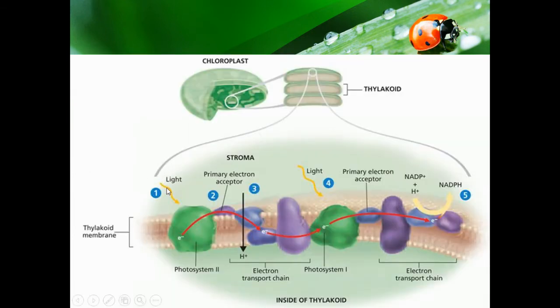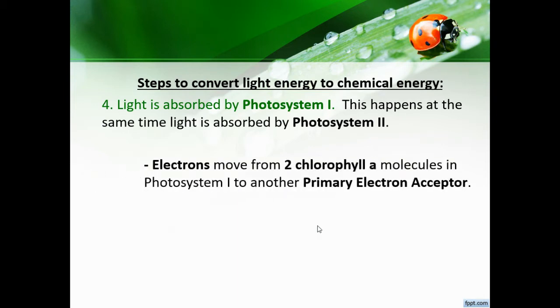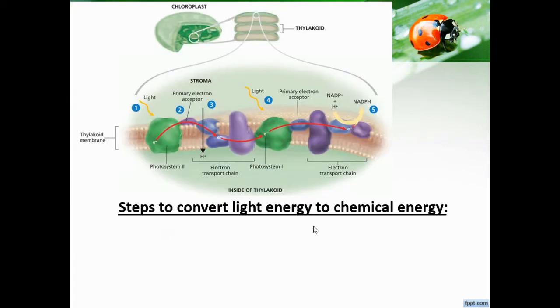So far we've done step 1. Light energy came in, buzzed up our electrons. They moved to the acceptor. Then they moved to the chain. Now they're starting to get tired. And all while doing this, they're forcing protons away from them. Then they make it to photosystem number 1. They're going to get hit with light again, so we're going to buzz them up again, get them all excited. The electrons are going to move from 2 chlorophyll A molecules in photosystem 1 to yet another primary electron acceptor. This primary electron acceptor from photosystem 1 is going to then give those electrons to a different electron transport chain.